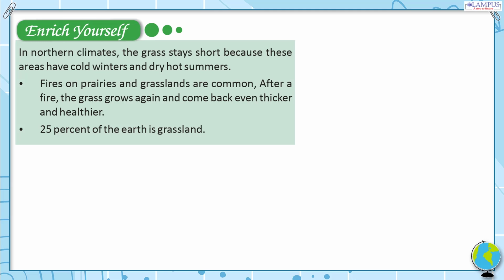Enrich yourself. In northern climates, the grass stays short because these areas have cold winters and dry, hot summers. Fires on prairies and grasslands are common. After a fire, the grass grows again and comes back even thicker and healthier. 25% of the earth is grassland.